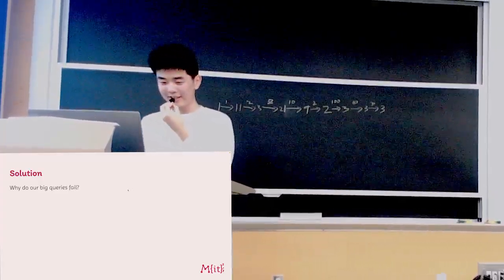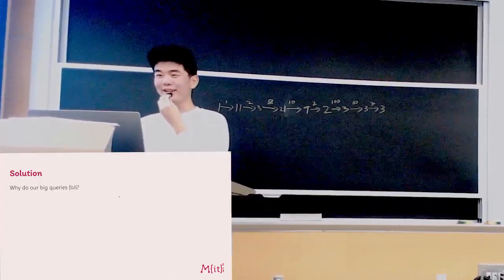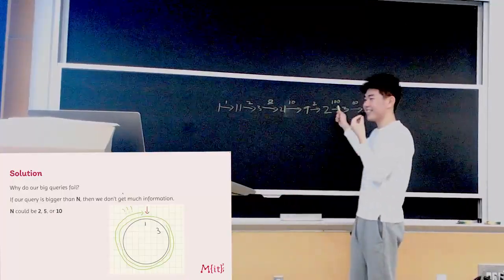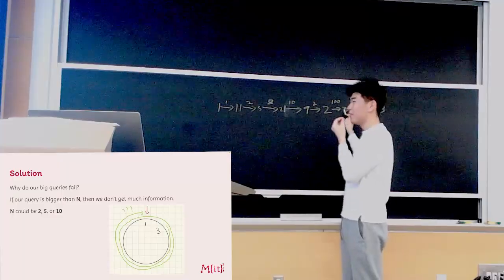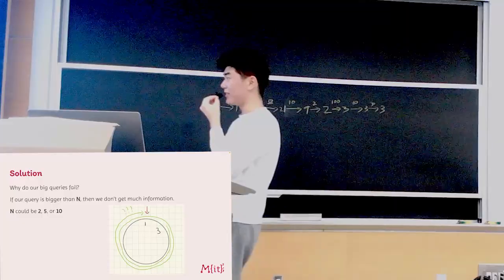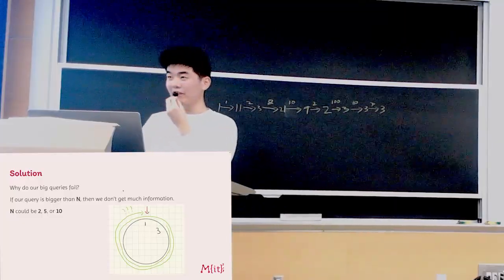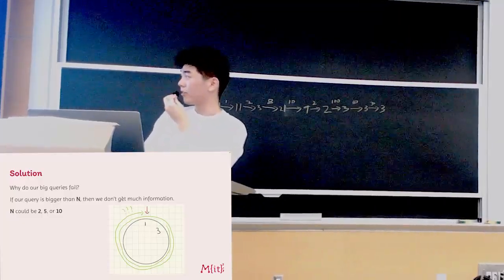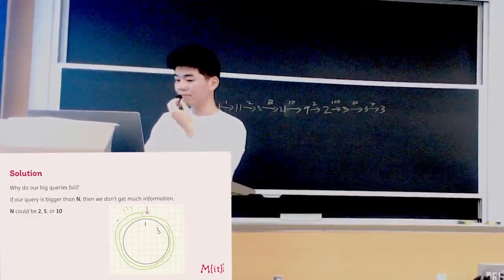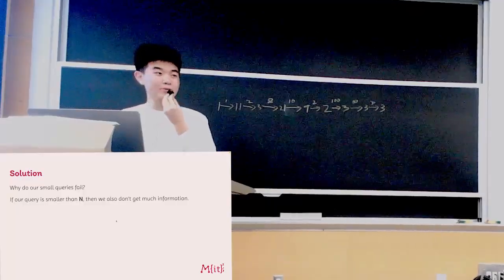So let's go back to some more motivation. Why do our big queries fail? When Ballin queried his 100 here, we ran back into 3, but we didn't know how many times we looped around. And we showed this in a previous example as well. For every big query where the query is bigger than n, we could have many values of n to choose from.